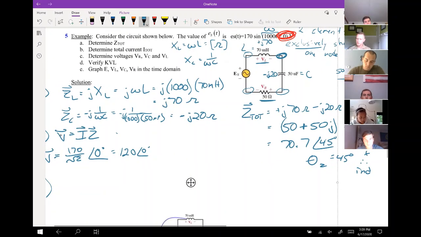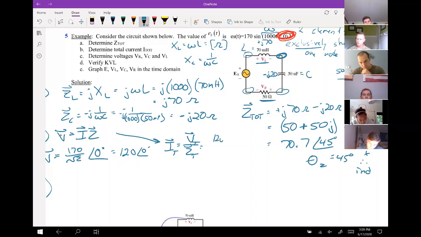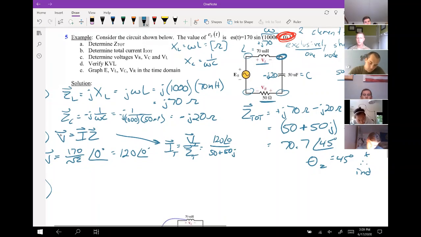So we'll rearrange this. I equals V over Z. And we're doing all the totals, V total, Z total. And so my V total, 120 angle 0, Z total. You can write either one. You can write it in rectangular, your calculator can handle it. Just make sure that you either do your parentheses correctly or you use the fraction button. And I total comes out to 1.70 angle negative 45 degrees.